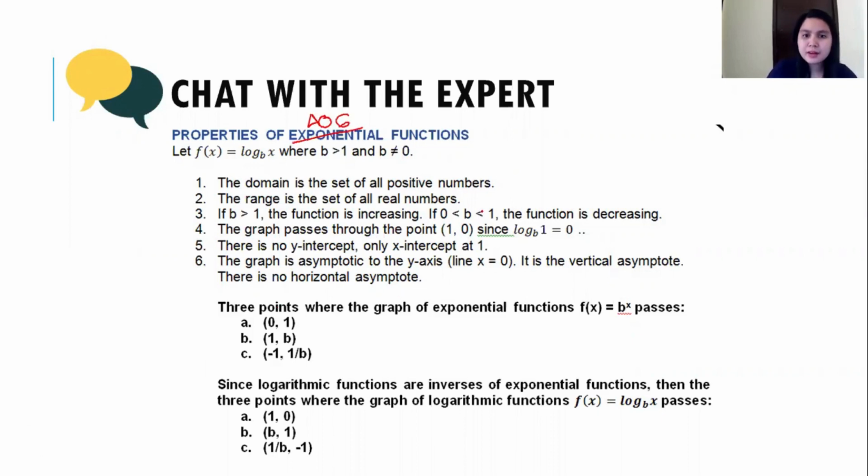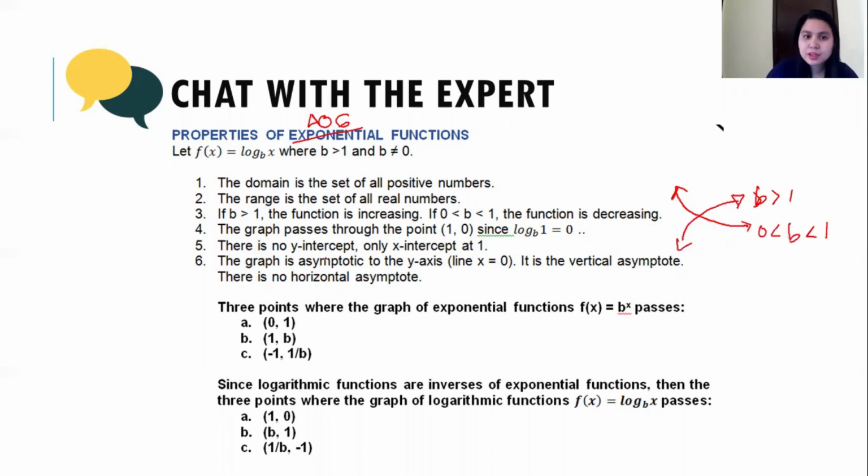Now, the next one is, if you notice, this is the graph if b is greater than 1, and if b is less than 1, the graph is decreasing.